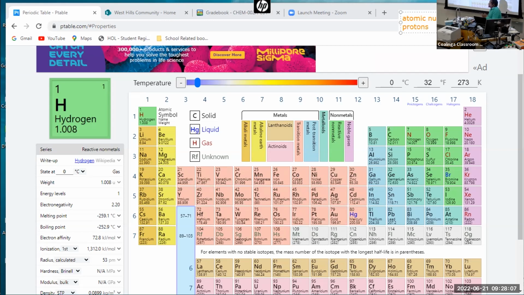The atomic number defines the element. Now, what do I mean by that? Anybody want to take a guess what I mean by that? It's like a signature. We identify it. That's right, that's how I identify it. So the atomic number tells me what element it is.